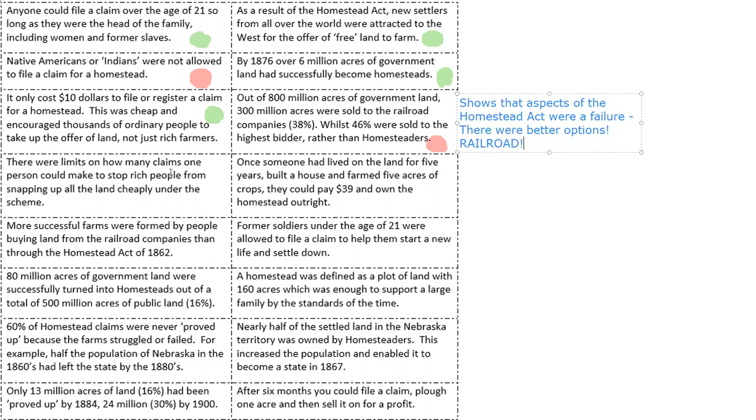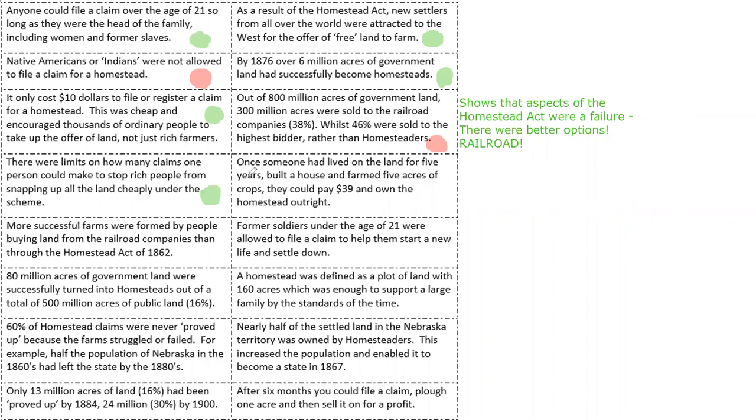There were limits on how many claims one person could make to stop rich people from snapping up all the land cheaply under the scheme. Well, straight away, this is going to be something positive because it allows an opportunity for people to have a chance. Oh, that's definitely the wrong colour. It allows people to have a chance at gaining some land, which they never would have had the opportunity in the past. There we go. I finally got to the green pen.